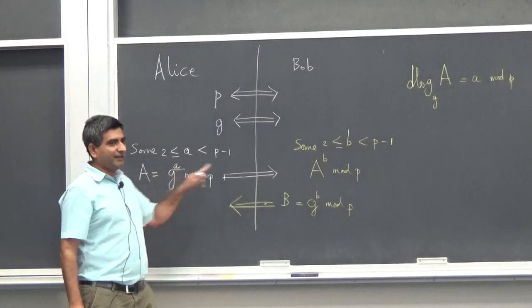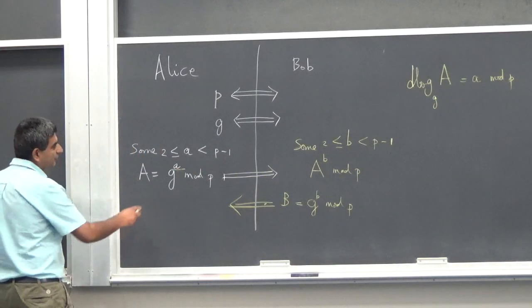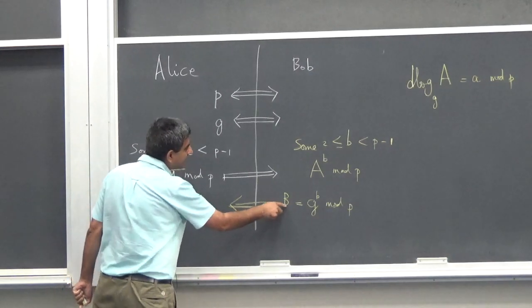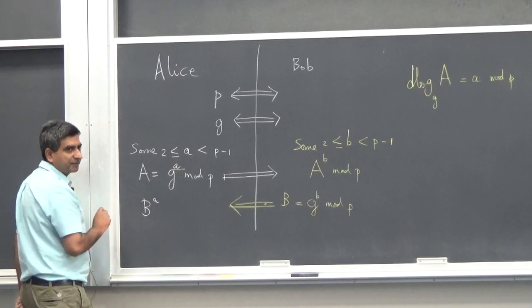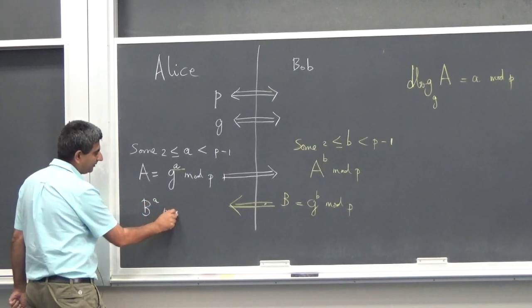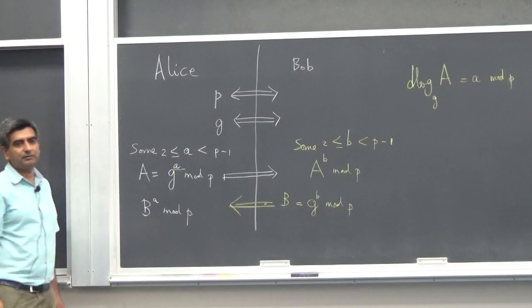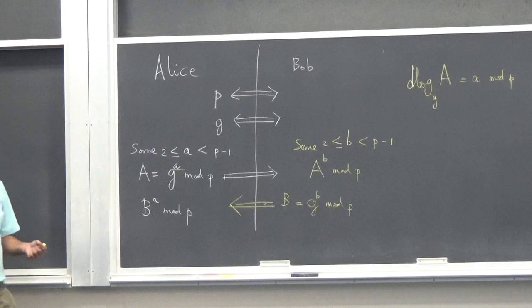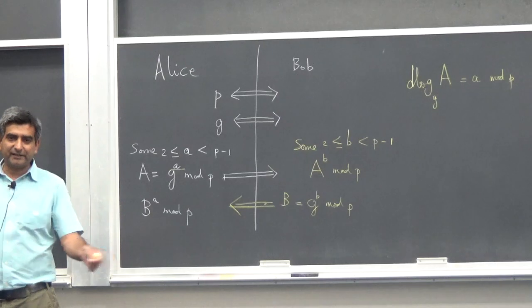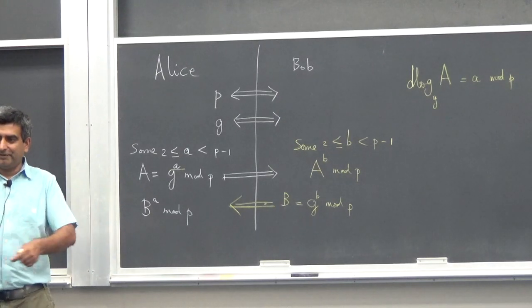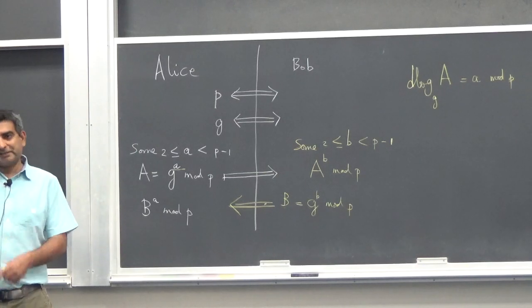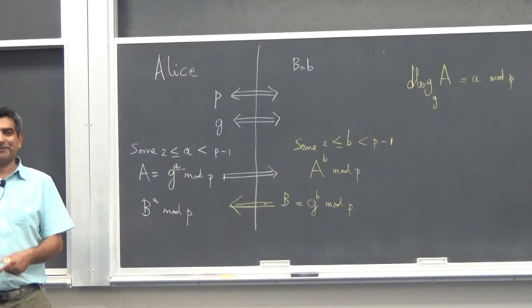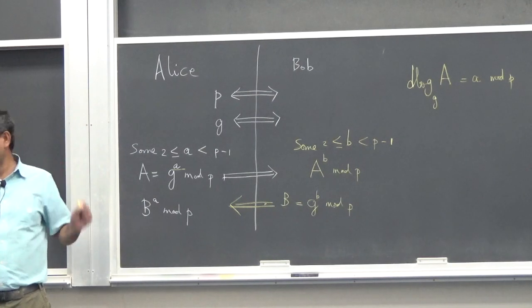So Alice gets capital B, Bob gets capital A, and what Alice does to the B that she's received from Bob is she takes B and exponentiates it with respect to her small a, mod p. So both of them generate a value and then they share the results. And each one of the parties then takes the result that they received from the reciprocal party and exponentiates that with respect to his or her own small little letter.